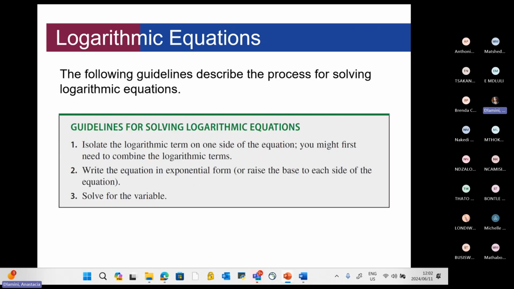Forever, yeah. So the following guideline describes the process for solving logarithmic equations. I think it's the same guidelines. Let's see. Guidelines for solving logarithmic equations. Isolate the logarithmic terms on one side of the equation. You might first need to combine the logarithmic terms. But have you noticed that with this guideline, it's always one term on the left? It's like this. A lot of terms, like for example, 3x plus 2 minus 7 is equal to 3, and then you have 3x plus 2 is equal to 7. So in most cases, it's just two terms. When they say isolate, did you notice that? Or is it only me?